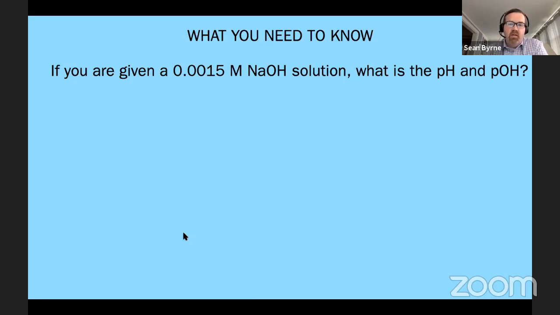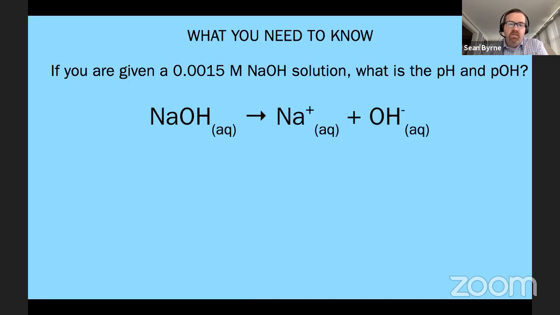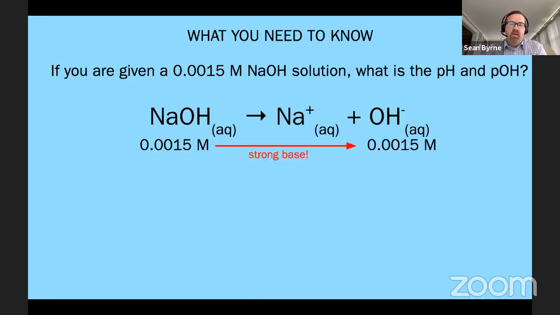Now let's look at a second problem where instead of looking at an acid, we're looking at a strong base. And NaOH is a great example of a strong base. Our reaction will look something like this, where sodium hydroxide splits apart into sodium ions and hydroxide ions. And because sodium hydroxide is a strong base, we can say that our concentration of NaOH is equal to our concentration of hydroxide ions. And so for this problem, we're going to start on the right side of my table here at the bottom of my page, and say that the OH concentration is equal to 0.0015 molar.